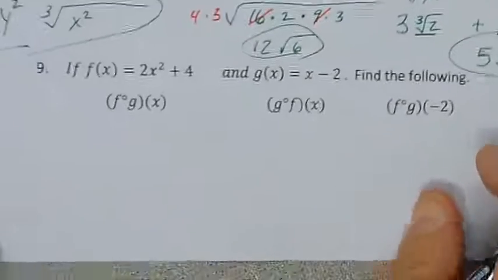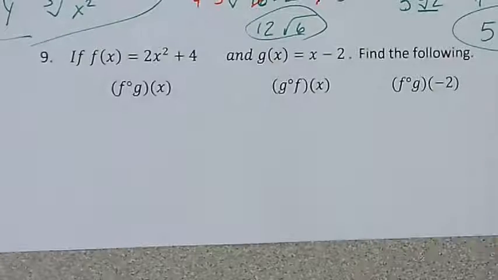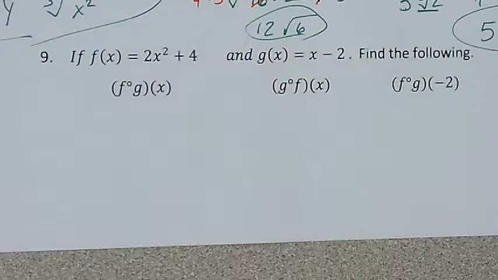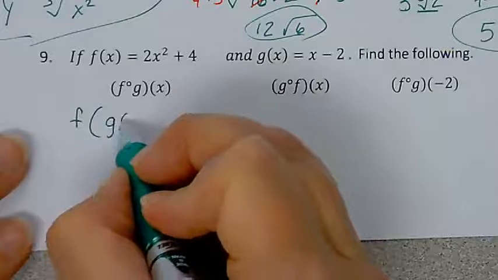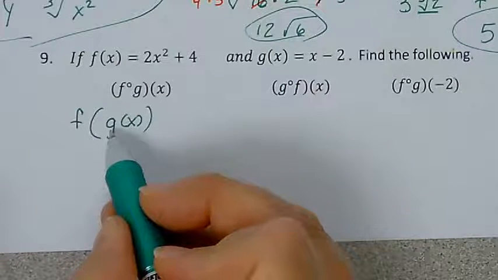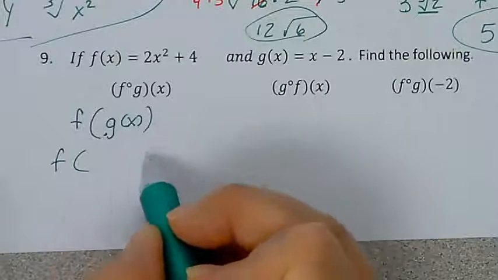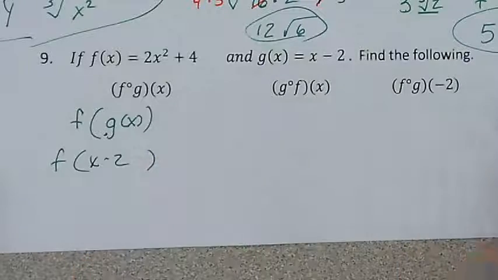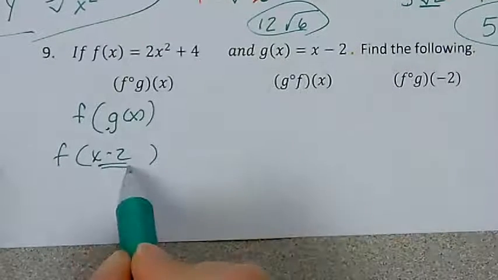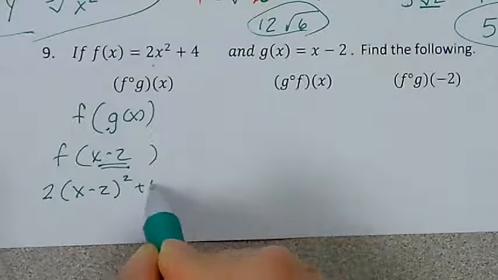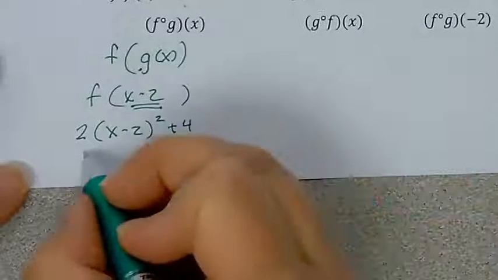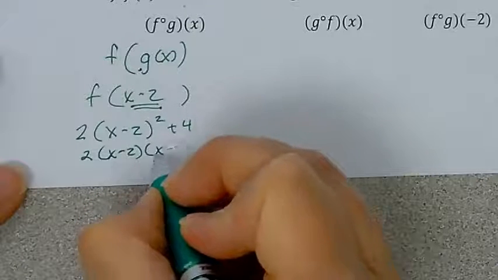The last part deals with creating a new function from a function that exists. And the computer doesn't type the composition function very well, but it's a little open circle, and that means f of g of x. So this means that I'm going to put the g function here. The g function is x minus 2. Now this becomes the input into my f function. So I have 2 times x minus 2 squared plus 4.